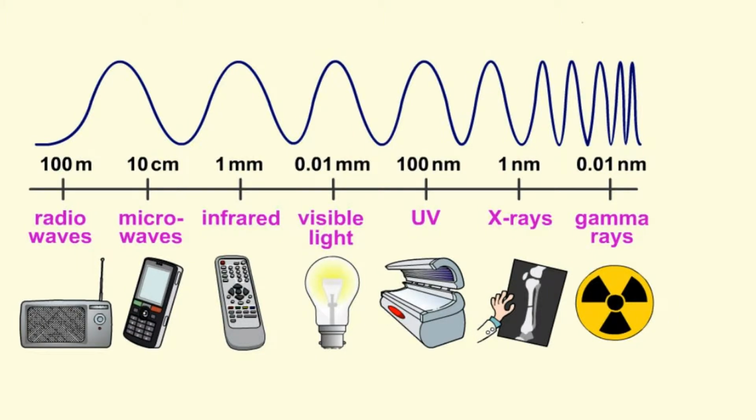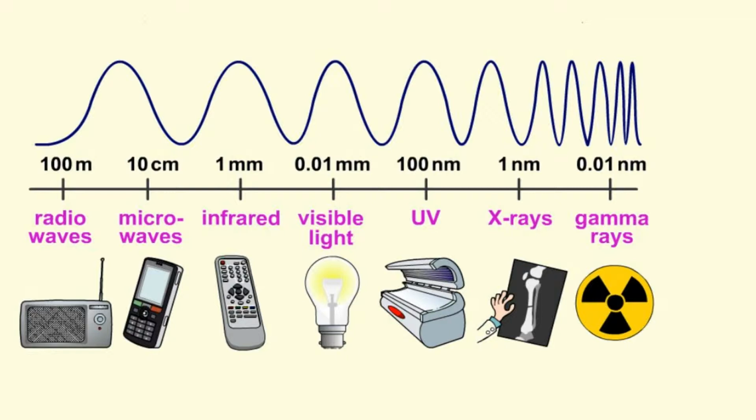In this lesson we shall be revising the electromagnetic spectrum and the property of the waves. The electromagnetic spectrum is a family of waves. At one end of the spectrum we have radio waves, and at the other end of the spectrum we have gamma waves. The order can be remembered like this.